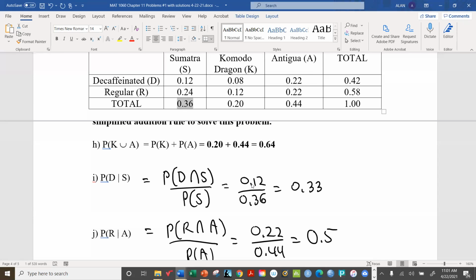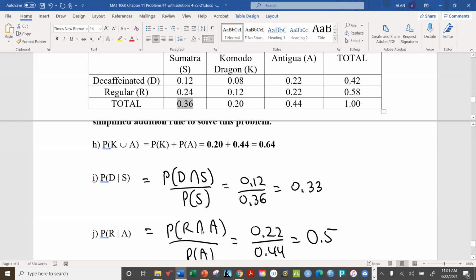So basically what it means is that if you pick a bag of Sumatra, what is the likelihood that it is decaf? In other words, you already know that it's Sumatra. Now we want to know the probability that it is decaf.